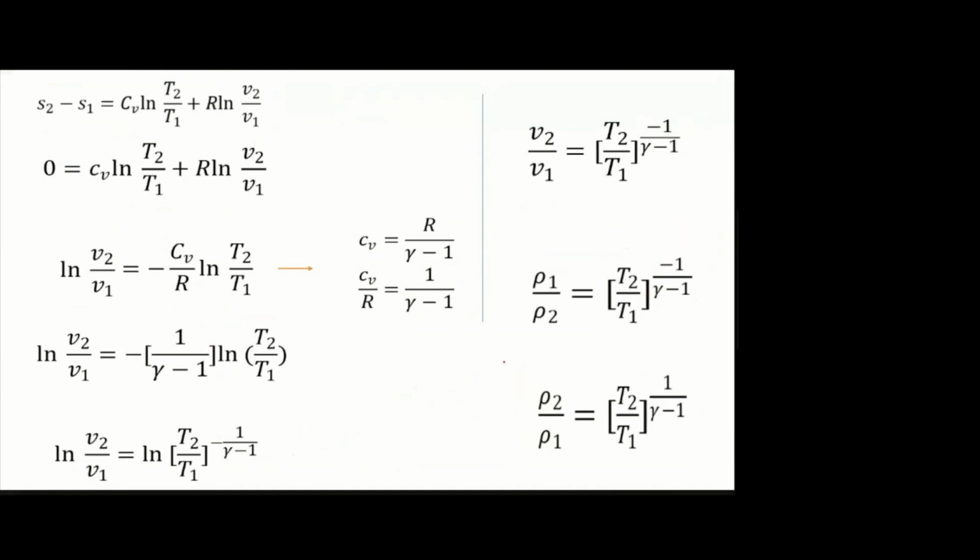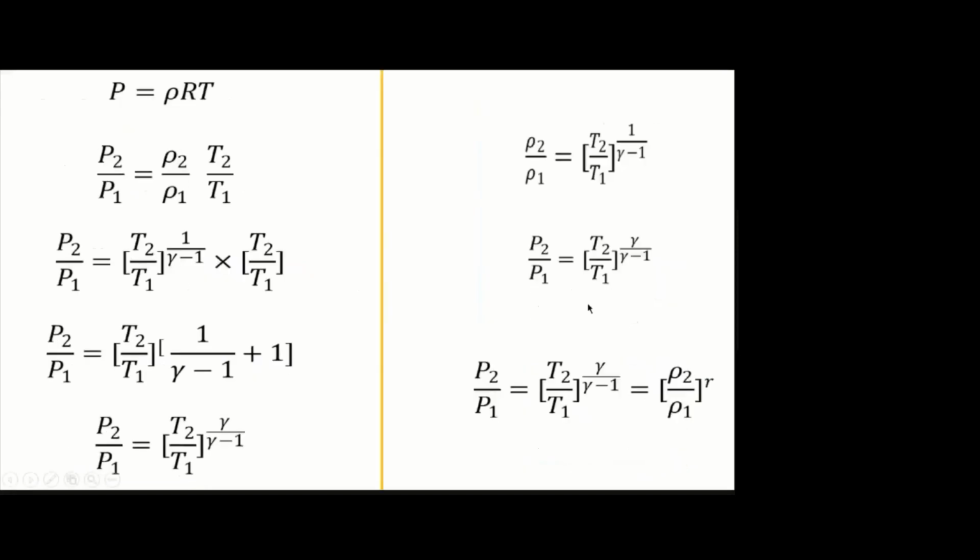So now this is the final term. Rho 2 by rho 1 is equal to T2 by T1 power 1 divided by gamma minus 1. I think you studied the same derivation in air breathing propulsion also, right?